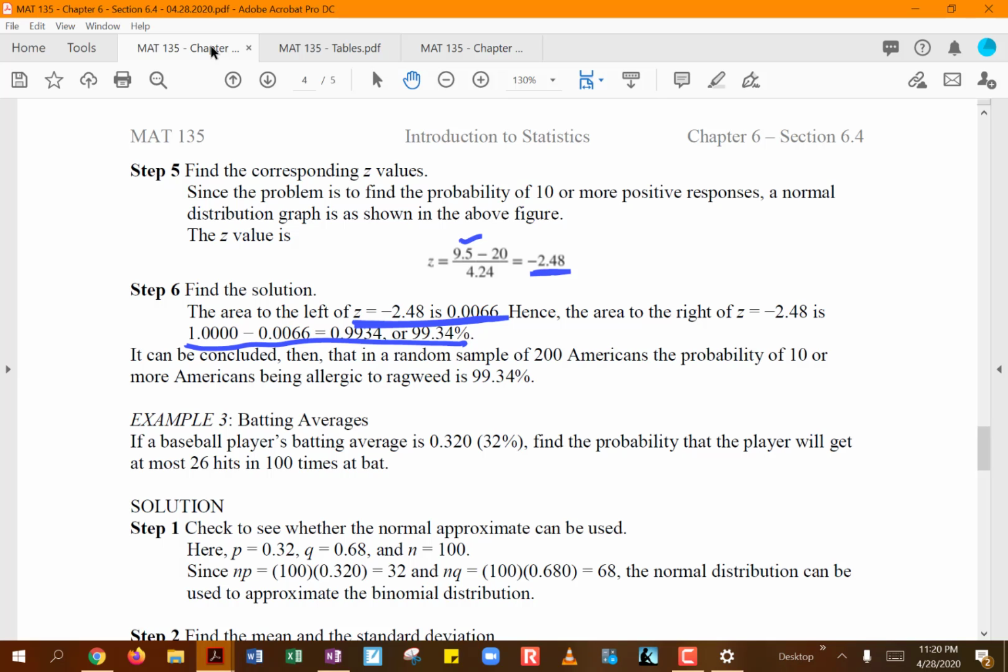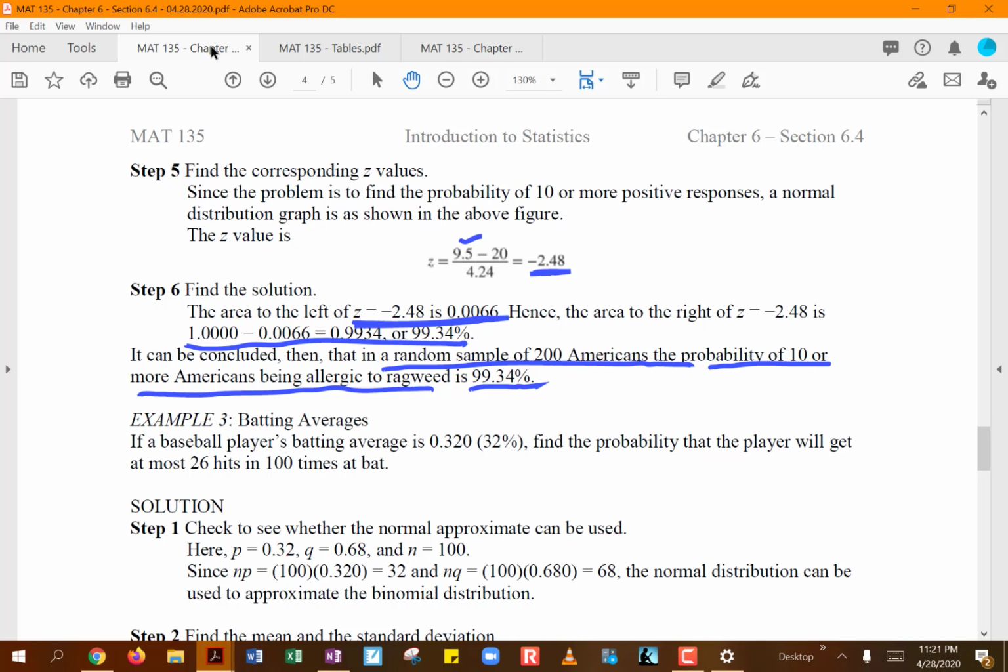99.34%. So we are saying in a random sample of 200 Americans, the probability that 10 or more Americans are allergic to ragweed is going to be 99.34%. So you can see again how this example works out with our normal approximation for binomial distribution problems, okay?